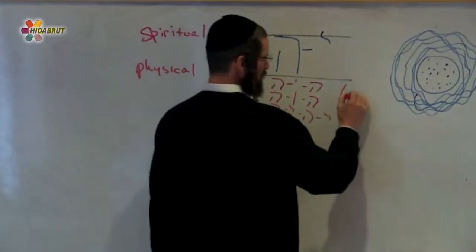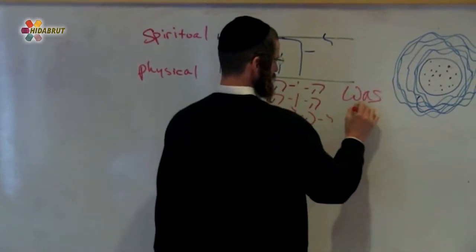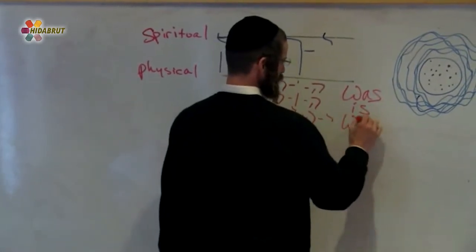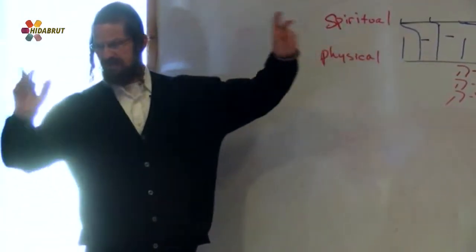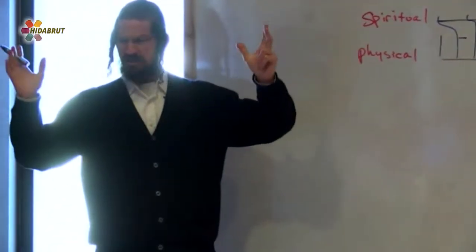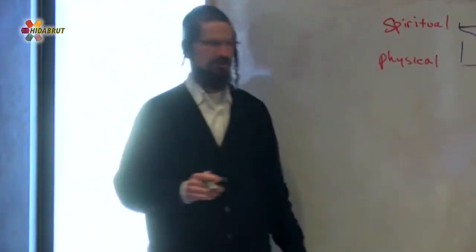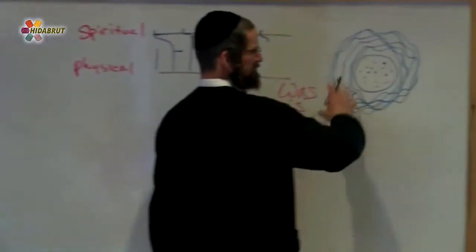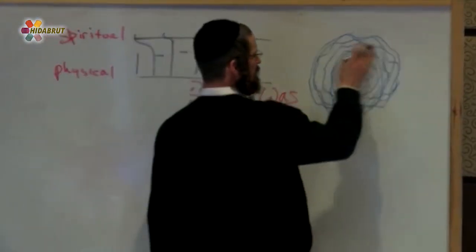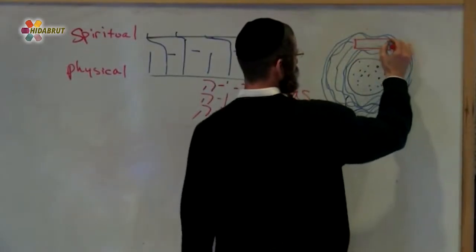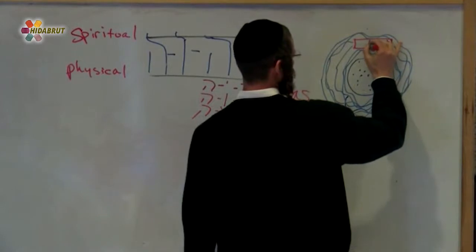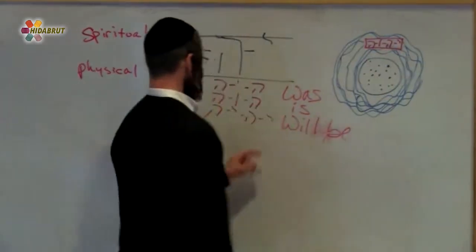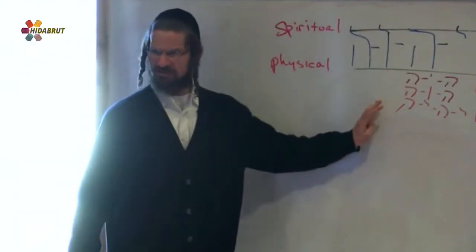Okay, which means was, is, and will be. This name represents God outside space and time. Was, is, and will be. Clear? So you look at what's outside space and time. That which surrounds space and time is the name Yud, He, Vav, He. Do you get how this represents outside space and time?